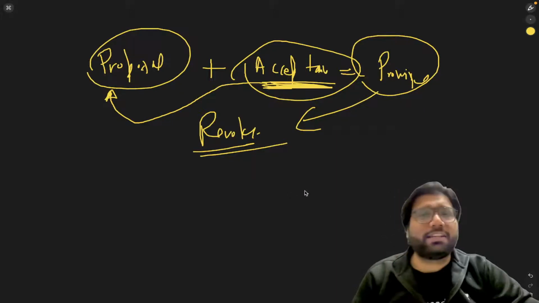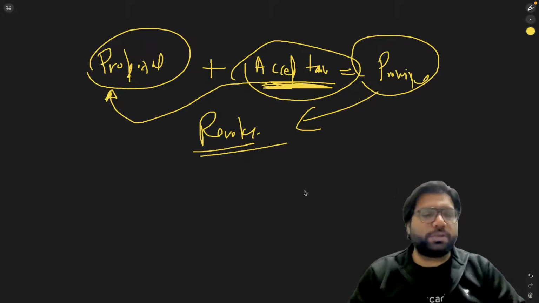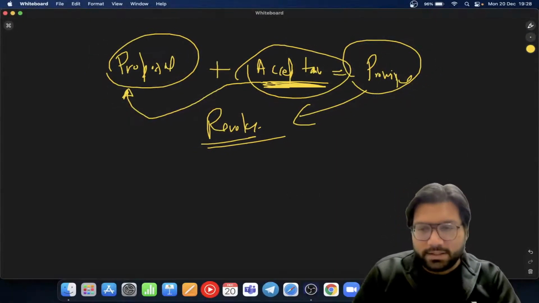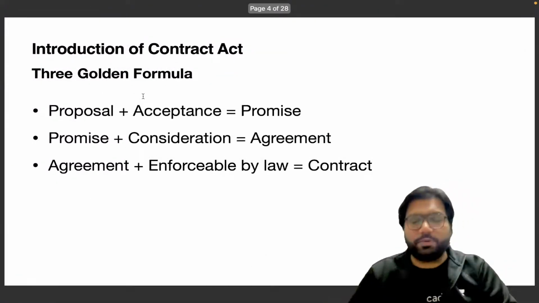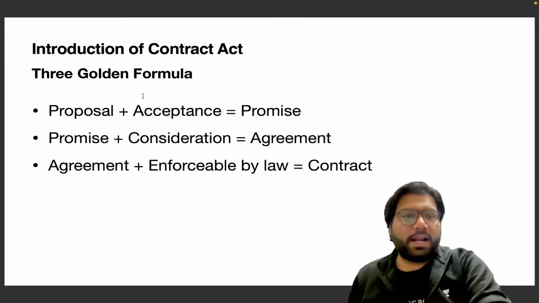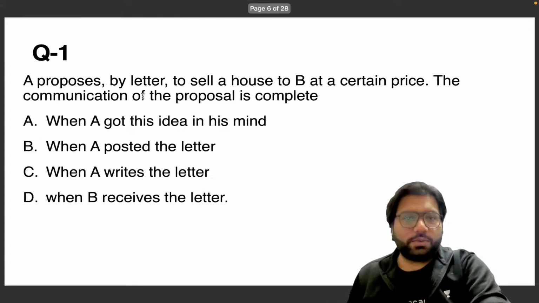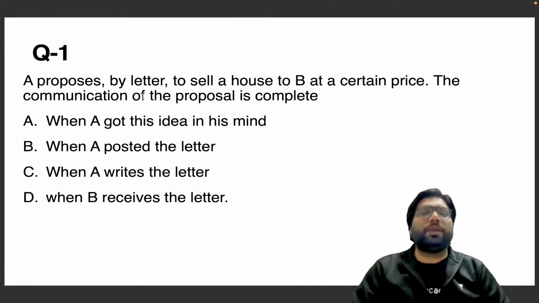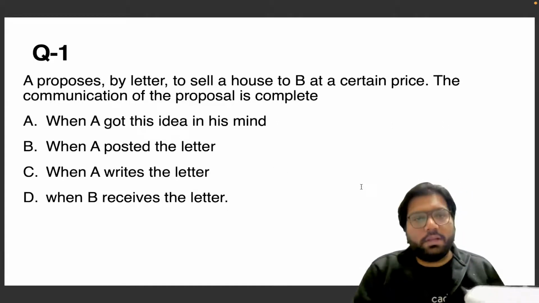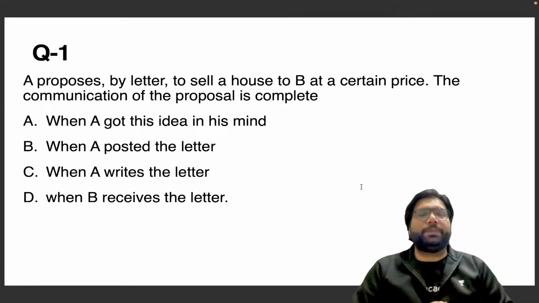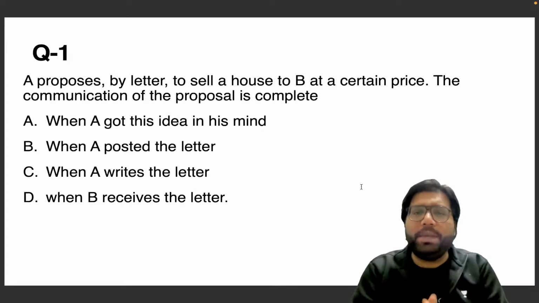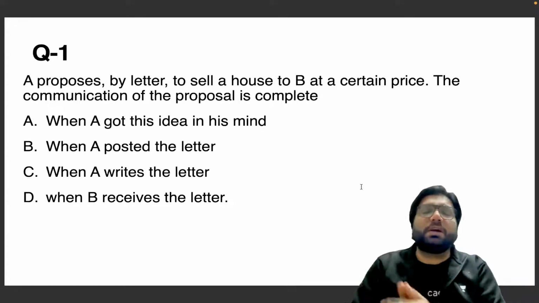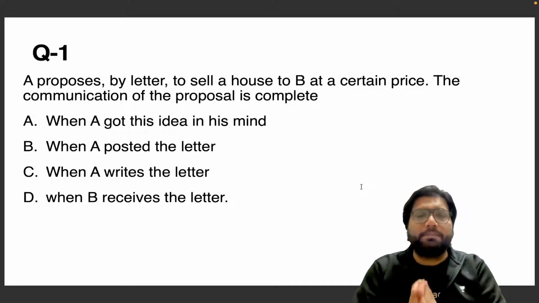Okay, I have got all the thumbs up. So let's solve some questions, MCQ here, and let's see how many of you can easily answer that. After that, I'll come to the next topic, but before that, let's solve these MCQs. Question number 1. Let's see how many of you can answer now. From section number 4. A proposes by letter to sell a house to B at a certain price. The communication of the proposal is complete.